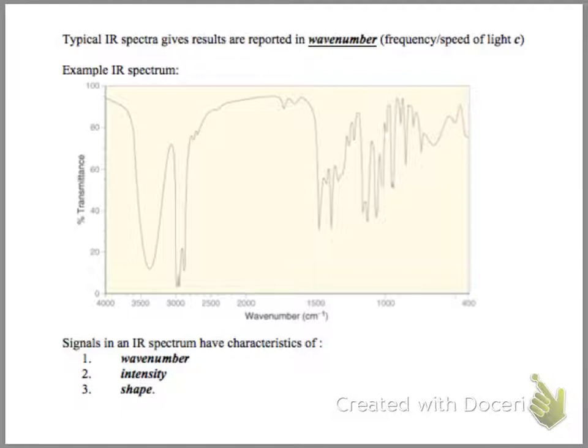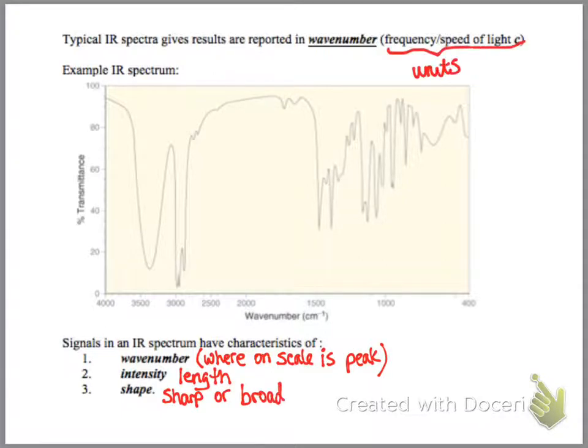The signals have three characteristics that we'll talk about, which are wave number, intensity, and shape. Wave number is where does it fall along the scale here, and that actually is the most important thing. Intensity is how long is the peak. If it's an intense peak, it's really long, it's almost to the bottom. If it's not an intense peak, it's shorter. And then what's the shape like? Some peaks are sharp, like this, and some peaks are broad, like this one here, where it broadens out.